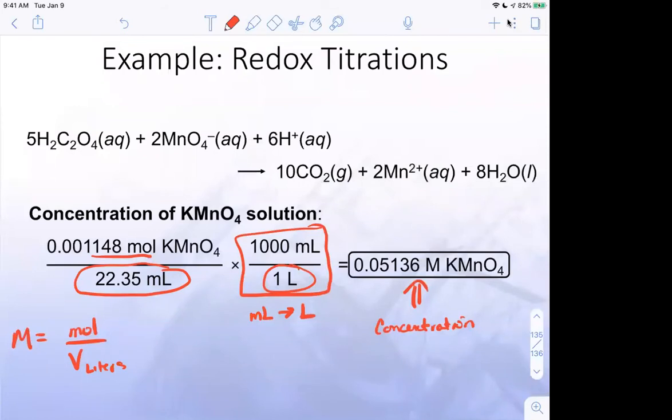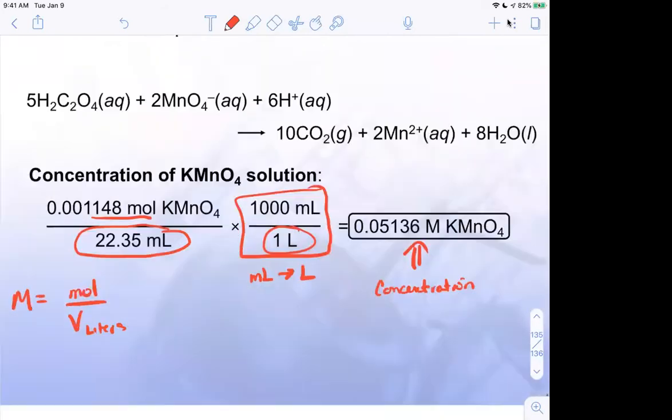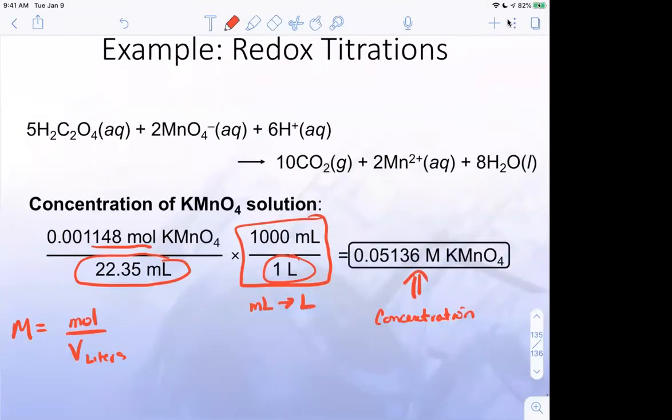You might see one or two in the homework, and if not, you might see one or two on a quiz or a test, so make sure you understand this process. If you do want extra practice, look up redox titrations or ask me for examples that I could give you for this particular process.